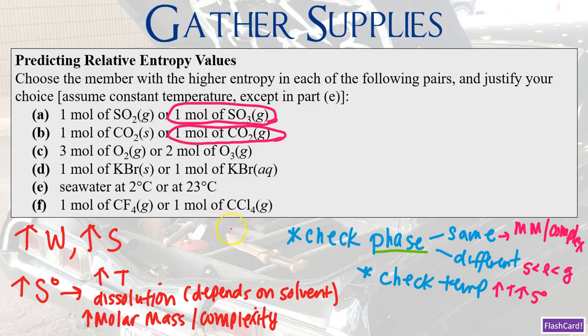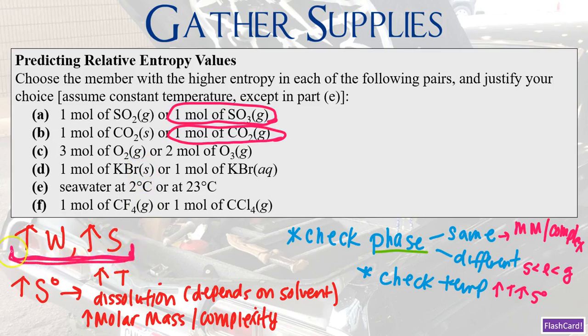We actually have to add a little bit of nuance here, because if you go off of complexity, you're automatically going to go to O3. But guess what? There's only 2 moles of O3 molecules floating around versus 3 moles of O2 molecules floating around. So even though we're in the same gaseous phase and we tend to go with molar mass or complexity, what's going to supersede both of those things is the number of microstates is going to increase the entropy.